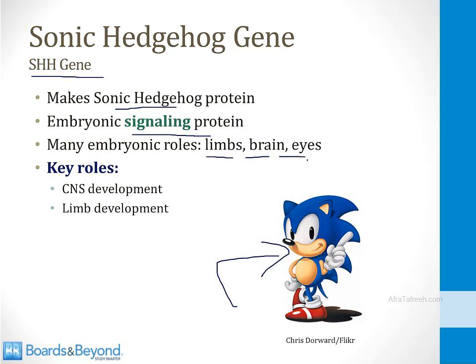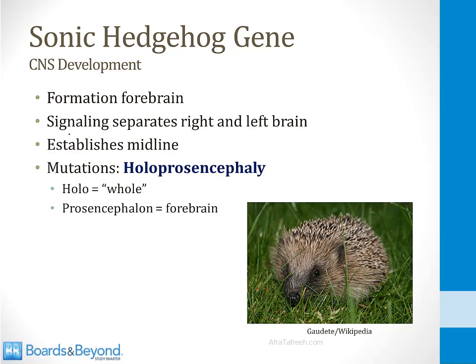And the two key roles of this gene that you should know about for step one are central nervous system development and limb development. In the central nervous system, the Sonic Hedgehog gene is important for proper formation of the forebrain. The signals from this gene product separate the right and left brain and establish the midline.